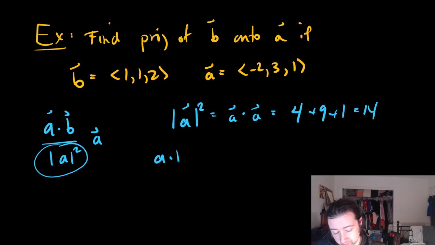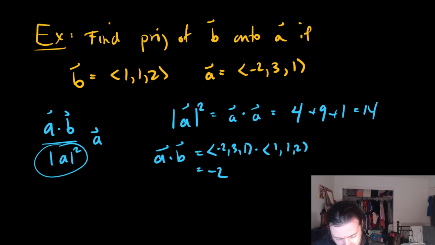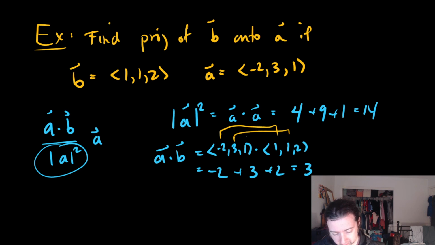A dot B is equal to, let's see, (-2, 3, 1) dotted with (1, 1, 2). Negative 2 times 1 is negative 2, plus 3 times 1, which is 3, plus 1 times 2, which is 2, which gets me 3. Remember, all I did here was I did the minus 2 times the 1, and the 3 times this 1, and the 1 times this 2, and then I add them together to get the dot product.